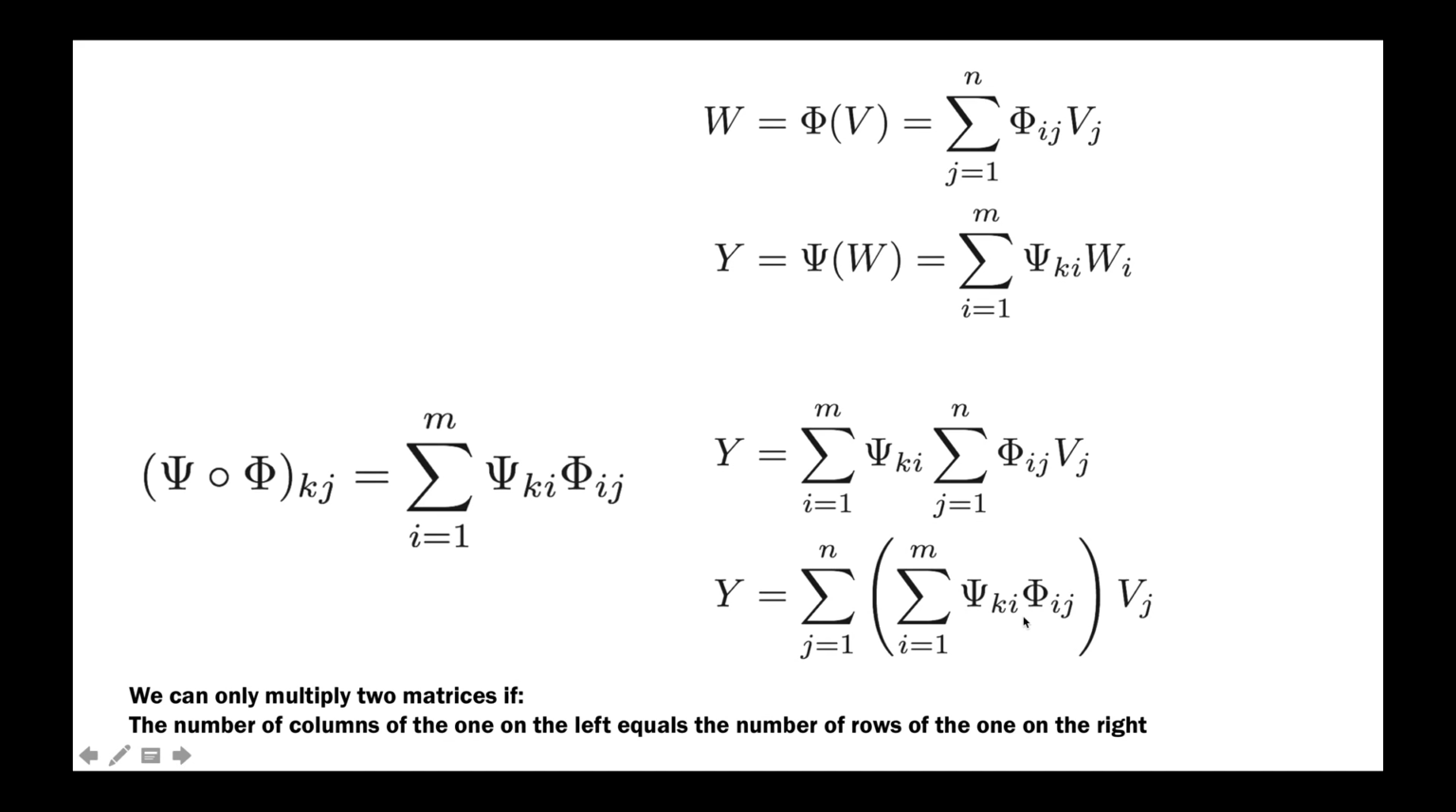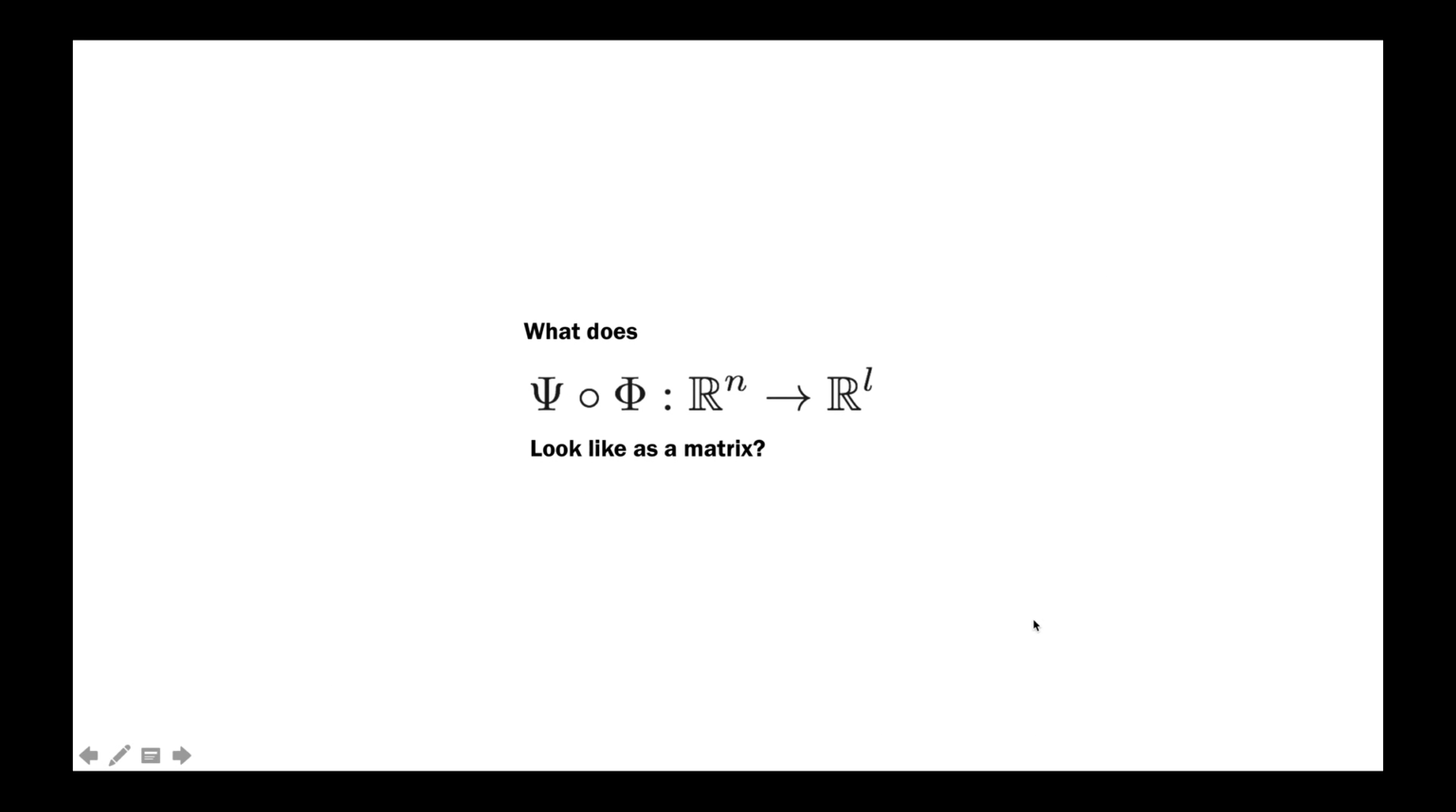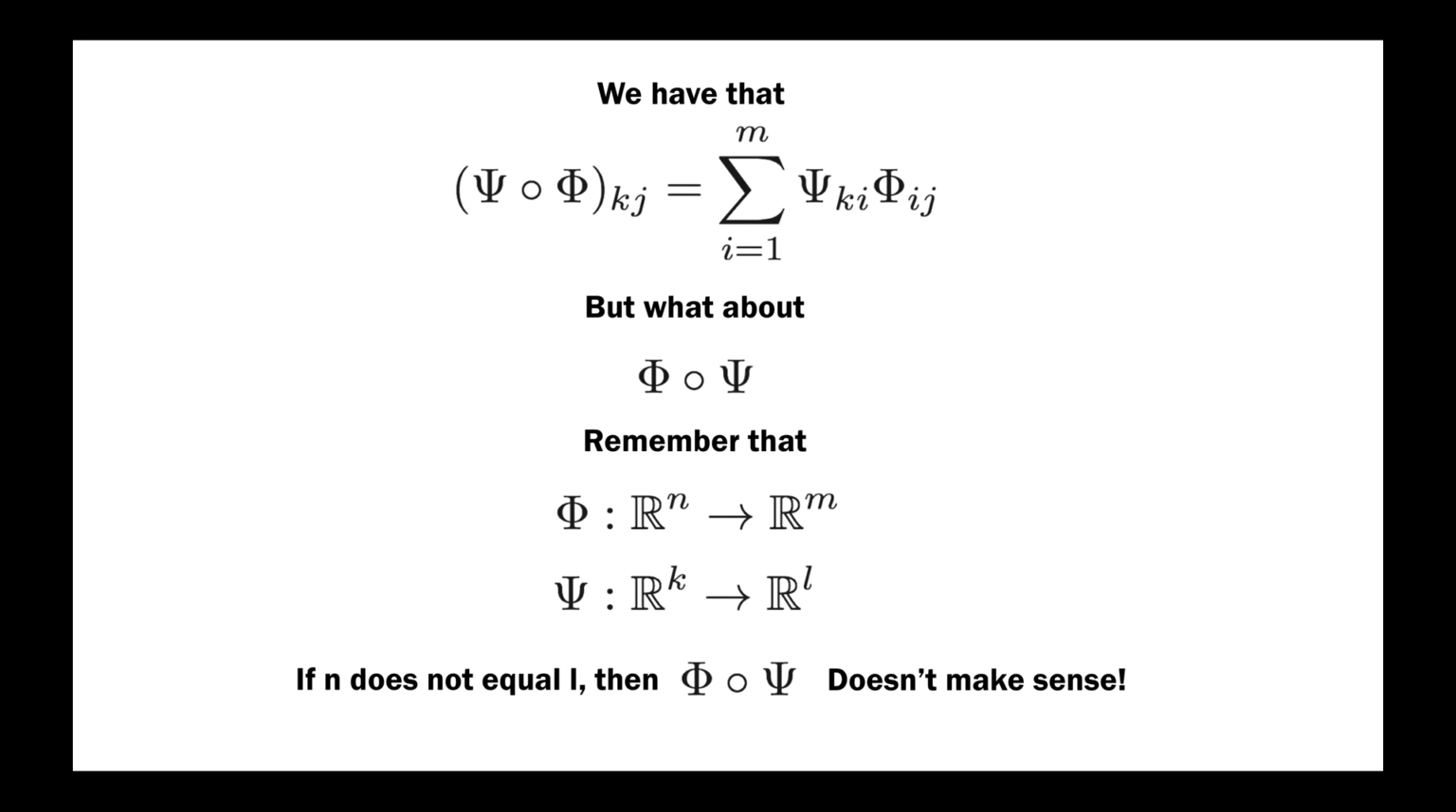Now notice that this only makes sense if the number of elements here for this i equals the number of elements here for this i. This represents the number of columns of C. This represents the number of rows of phi. So we can only perform this operation if the number of columns of C, which is on the left, equals the number of rows of phi, which is on the right, which is what we claimed before. So what does this look like as a matrix? Well, we've expressed that as this combination. So this is the formula for matrix multiplication.